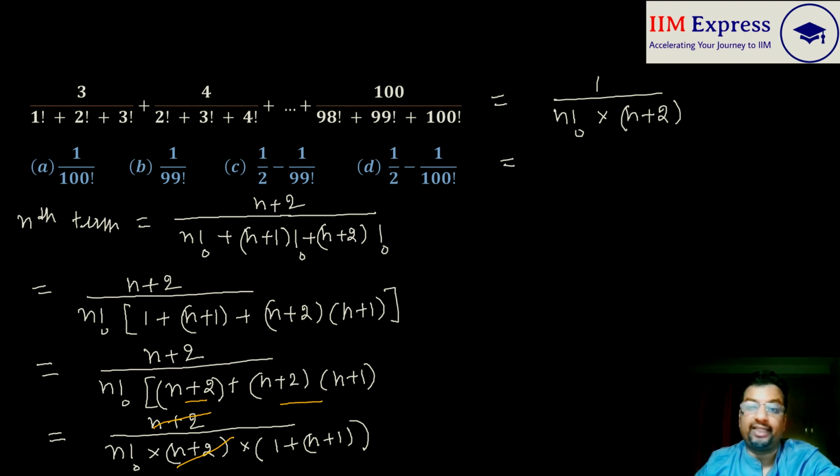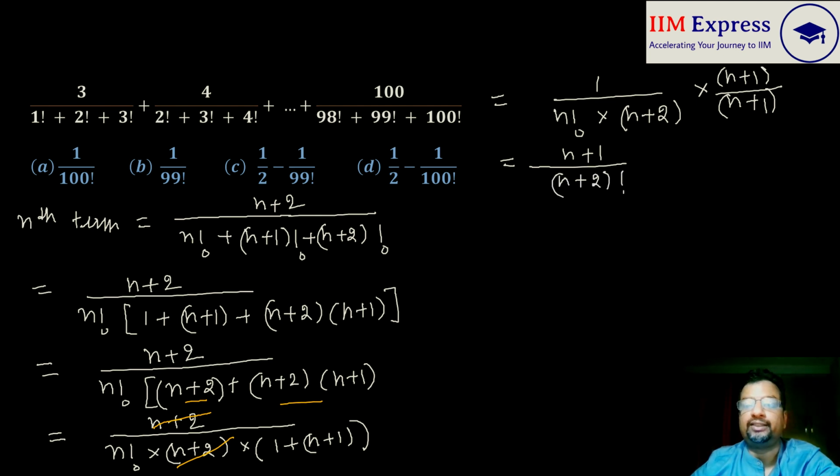Now in the denominator it is n factorial and n plus 2. If I multiply by n plus 1 in the numerator and denominator both, the result is n plus 1 divided by n factorial, then n plus 1, then n plus 2. I can write this as n plus 2 factorial. It is n plus 1 divided by n plus 2 factorial. Can I write it as n plus 2 minus 1 in the numerator, and the denominator is n plus 2 factorial?